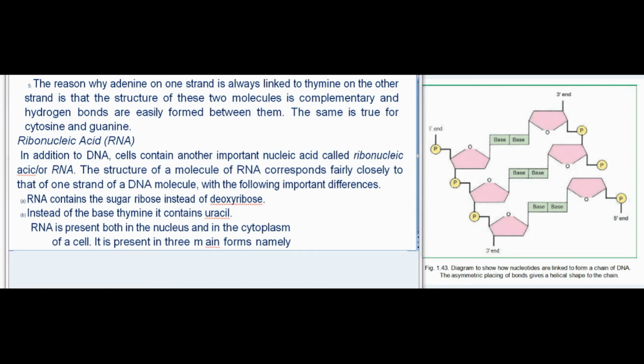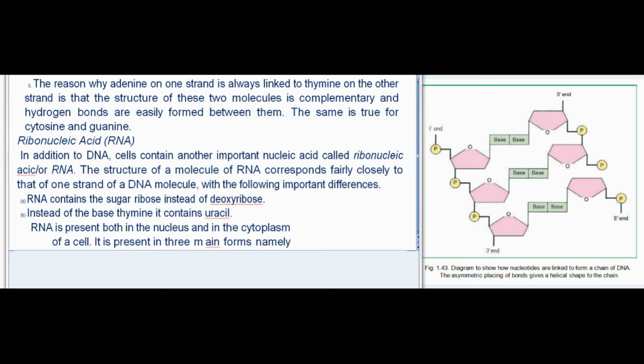Ribonucleic acid, RNA. In addition to DNA, cells contain another important nucleic acid called ribonucleic acid or RNA. The structure of a molecule of RNA corresponds fairly closely to that of one strand of a DNA molecule, with the following important differences. A. RNA contains the sugar ribose instead of deoxyribose. B. Instead of the base thymine it contains uracil. RNA is present both in the nucleus and in the cytoplasm of a cell.